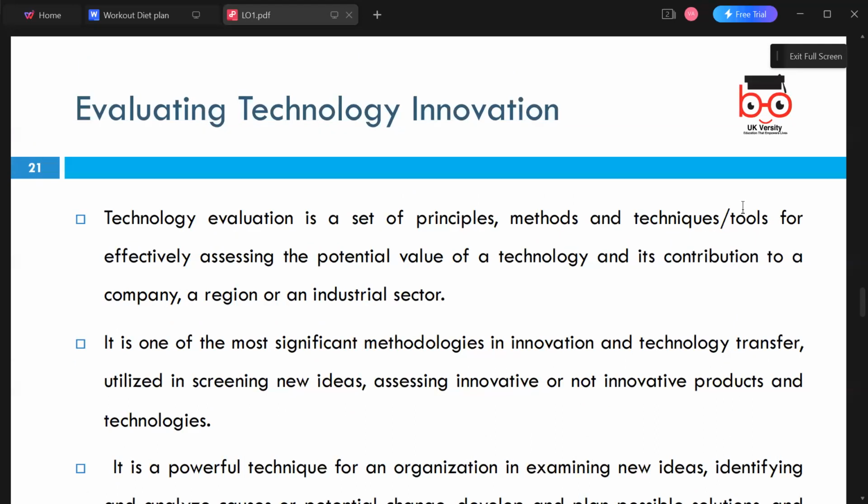Also, we have evaluation of technology, which is a set of principles, methods, and technology tools for effectively assessing the potential value of a technology and its contribution to the company, a region, or an industry sector.